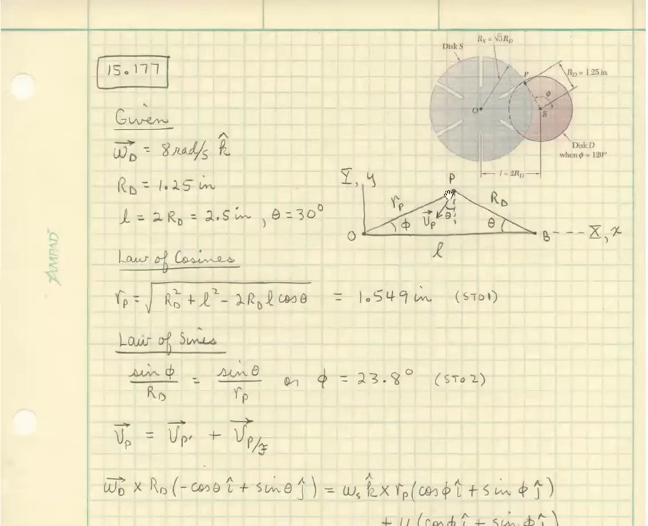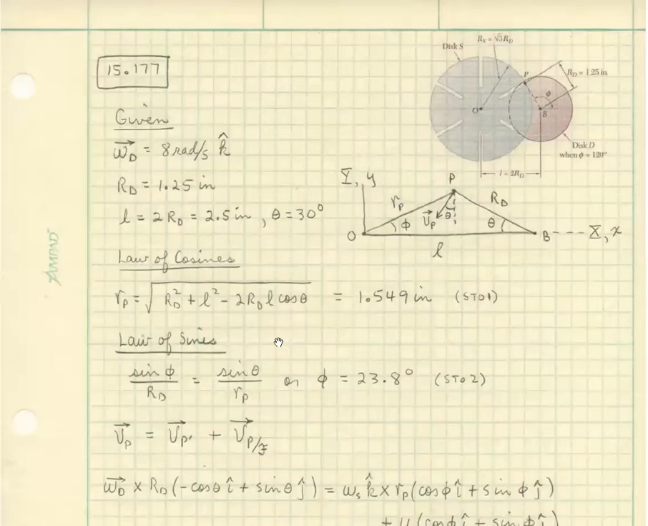So here's O, P, and B. My x-axis, both capital and lowercase, is right here, and my y-axis, both capital and lowercase, right there. We know this angle is 30 degrees. We know the velocity of P is perpendicular to that line. We're going to calculate what R sub P is based on the fact that we know L, which is 2 times R sub D, and R sub D itself is 1.25 inches, so L is 2.5 inches. We're going to use the law of cosines to find R sub P, and when we do that we get 1.549 inches.